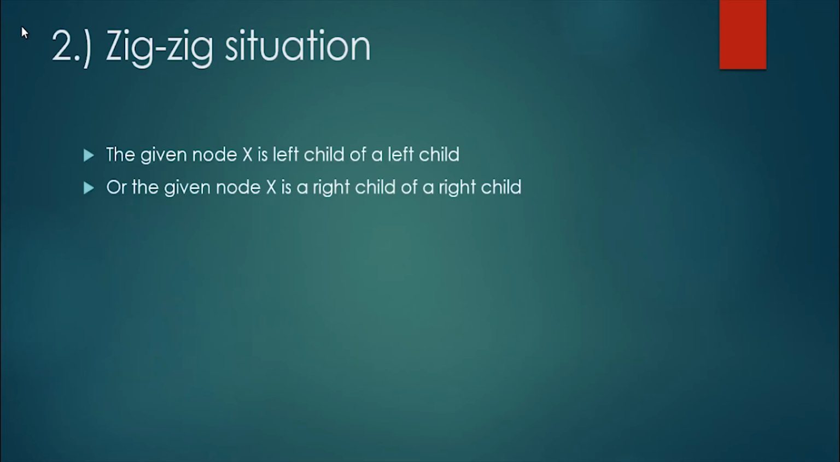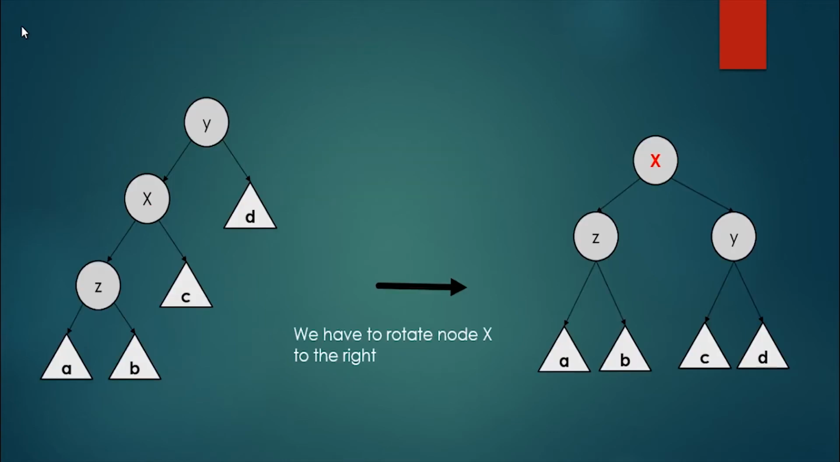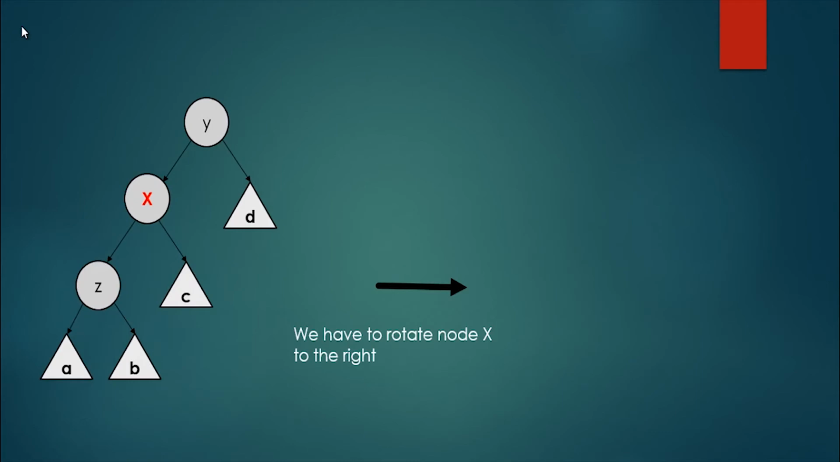Then we have the zigzig situation, when the given node X is a left child of a left child, or the given node X is a right child of a right child. It is quite symmetric. As I said earlier, here we have discussed when we are dealing with a right child of a left child. But if we would be dealing with the left child of a right child, we would have to make the same rotations but in the opposite directions. So I think it is quite intuitive.